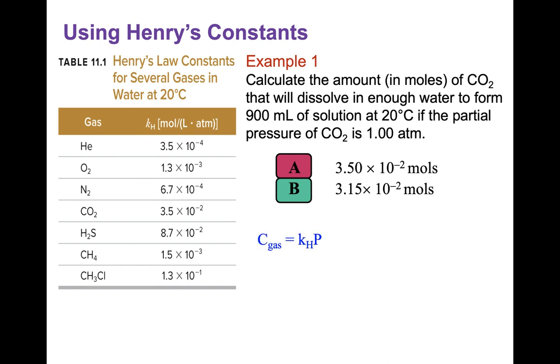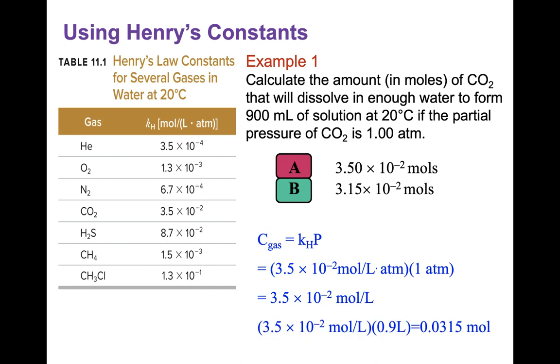We're going to use Henry's law. We've got Henry's law constant of 3.5 times 10 to the negative 2 for carbon dioxide at 1 atmosphere. So the concentration in our 900 milliliters is 3.5 times 10 to the negative 2. But that is not the number of moles. To get the number of moles, we have to multiply that concentration by the volume in liters, 0.9 liters. So we will get 0.0315 moles of carbon dioxide, or answer B.